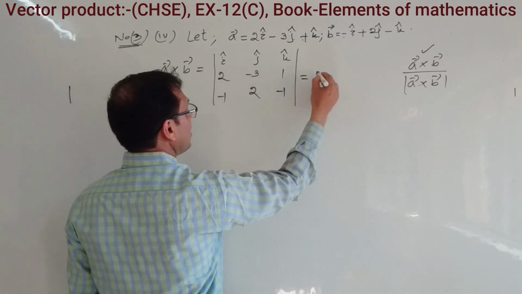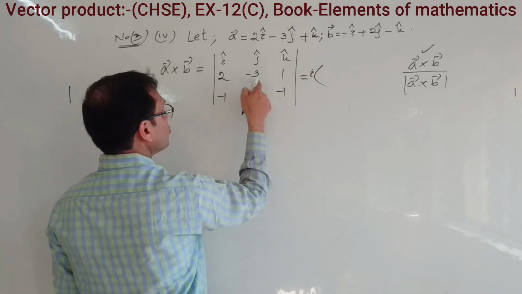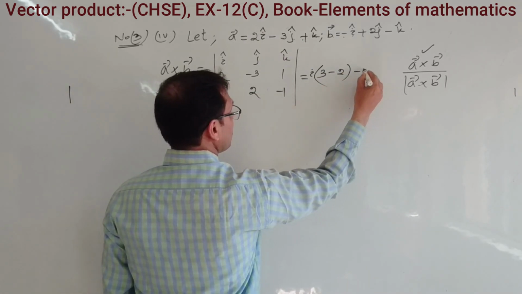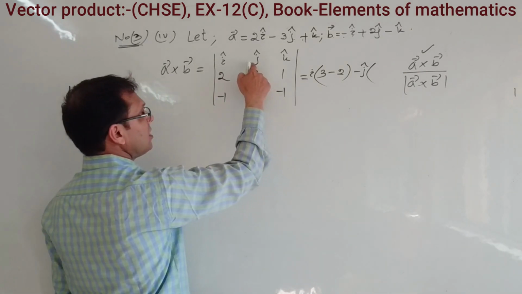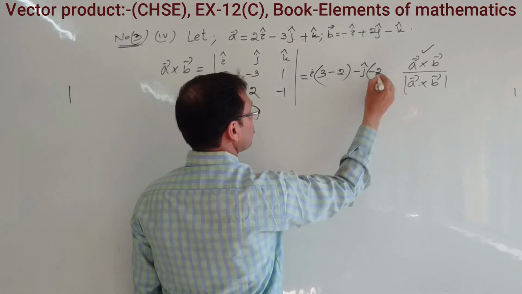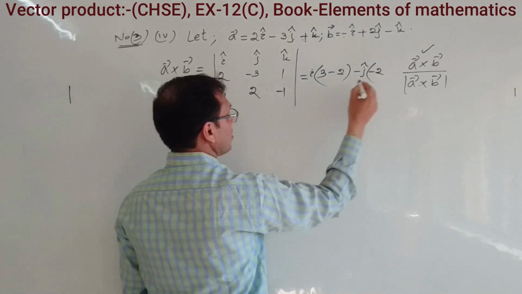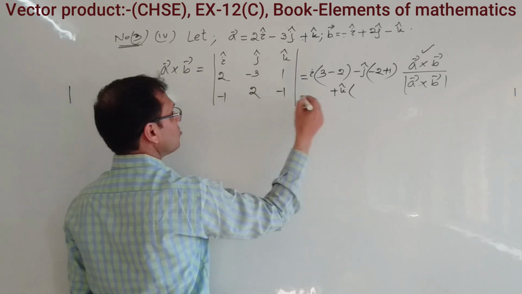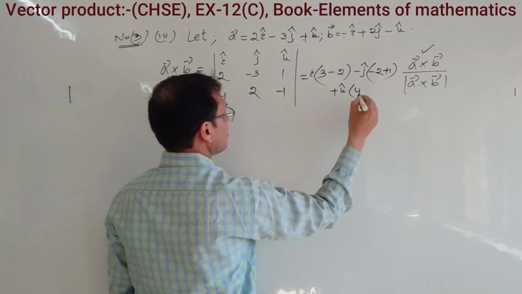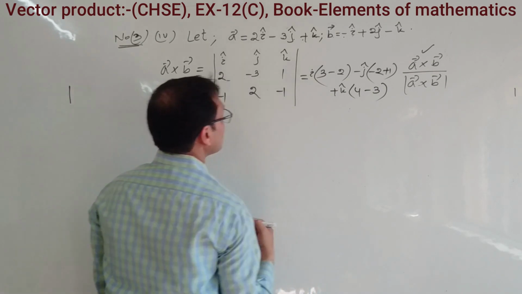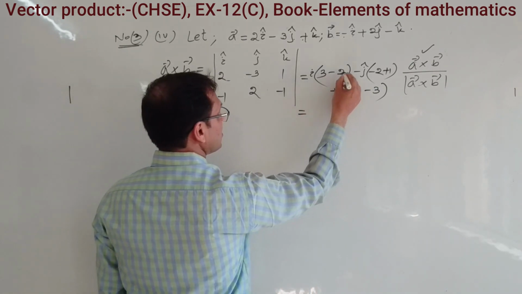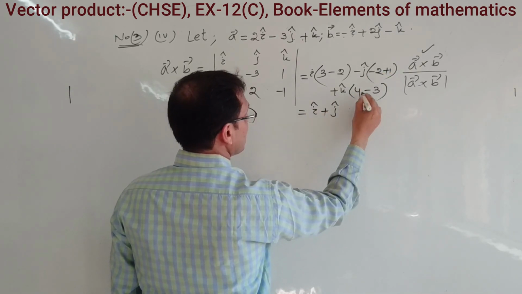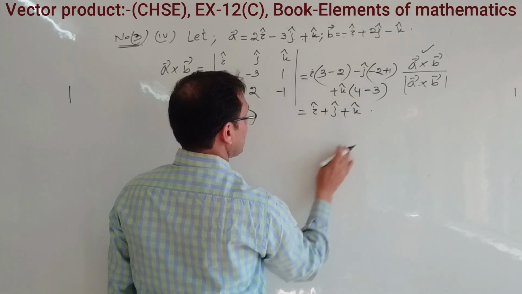Now you can find the determinant, that is i whole into minus 3 into minus 1, that is 3, minus 2, then minus j whole into 2 into minus 1, minus 1 into minus 1, that is plus 1, plus k whole into 4 minus 3. Okay, so likewise you can evaluate: that is 3 minus 2, 1, that is i cap, minus j cap, plus k cap.